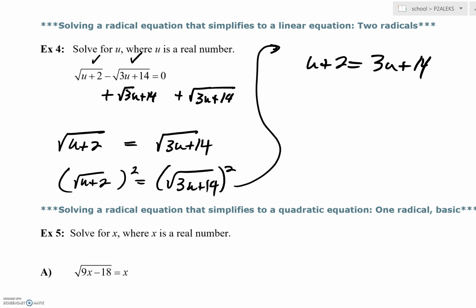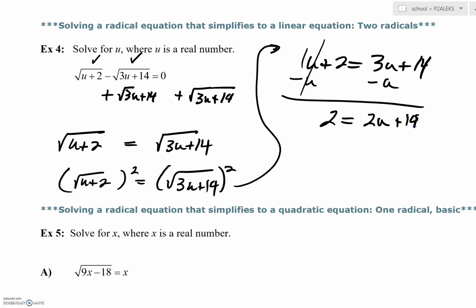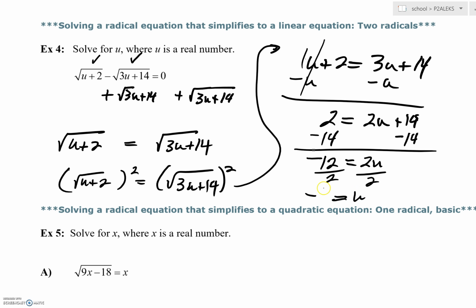What do you think we'll do next? Well, subtract the smaller variable, right? The 1u right here is smaller than a 3u. Let's get rid of that. And then at this point, we can go ahead and minus a 14. 2 minus 14 is negative 12. Divide by 2, and u would equal negative 6.